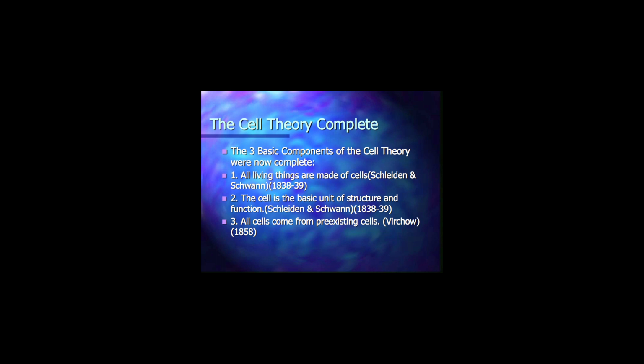The basic components of the cell theory are that all living things, plants and animals, are made of cells, and that the cell is the basic unit of structure and function. It's the smallest living thing. And finally, Virchow gave us the part about all cells coming from pre-existing cells.